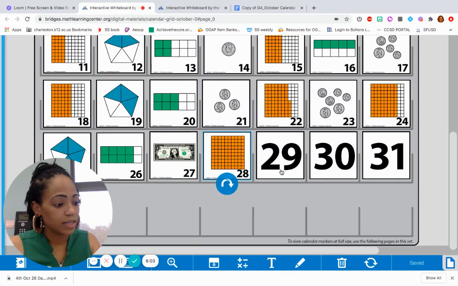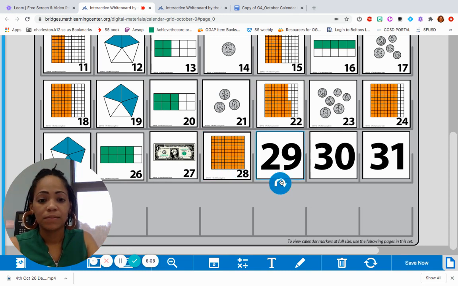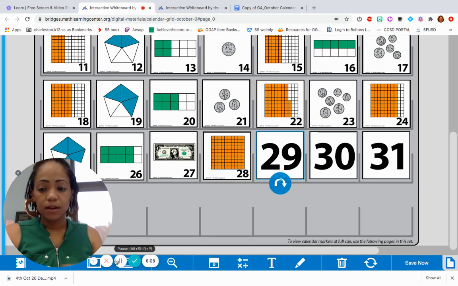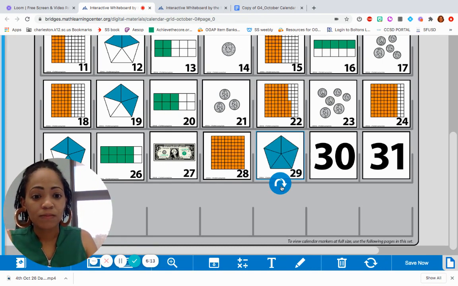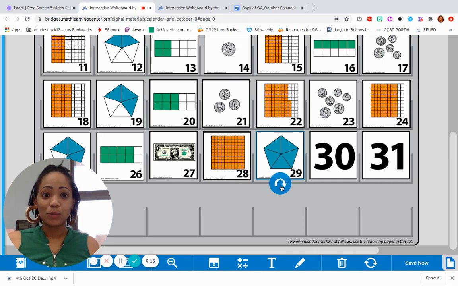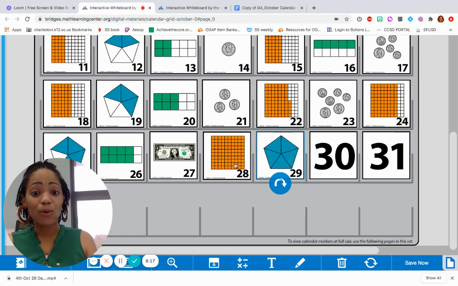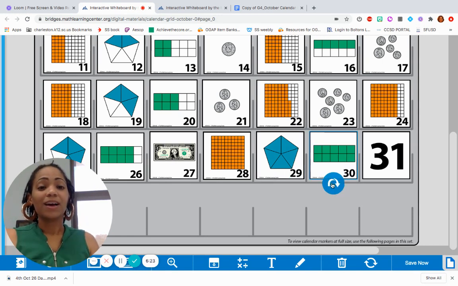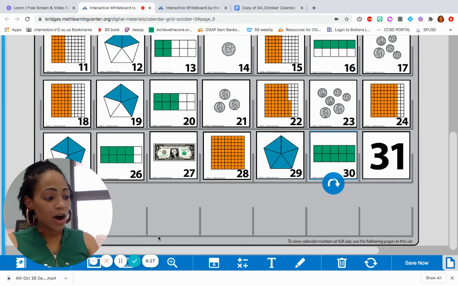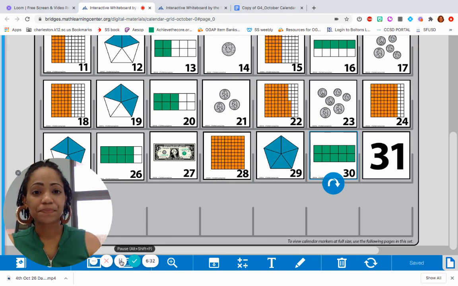Here we go. The 29th. Great. Here's the 29th. Was that shocking? We have $1. We have a whole mat. Should have a whole pentagon filled in. What do you think about the 30th? A whole rectangle or area filled in. Awesome. Let's add this to our observation chart.